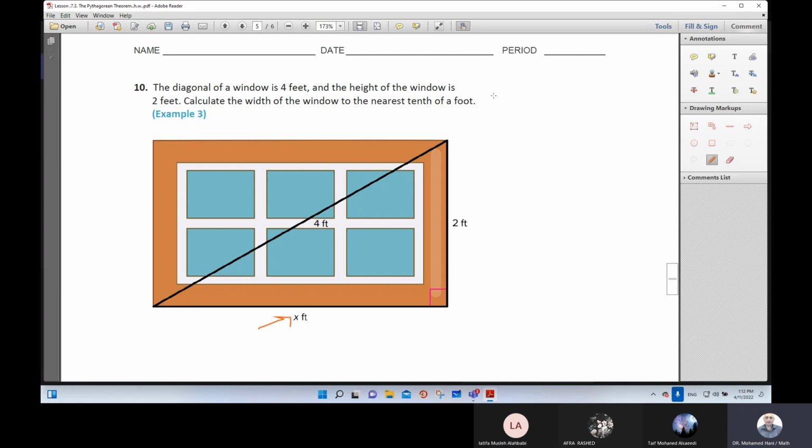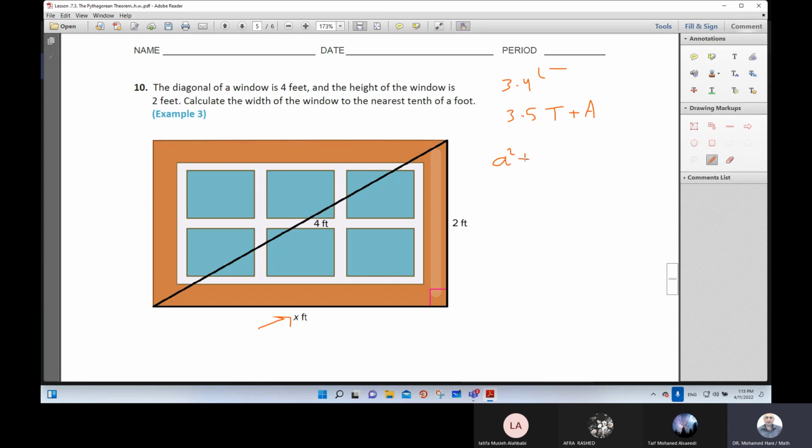3.4. What is your name? Latifa. Thank you, Latifa. Mr. 3.4. Thank you. No, Mr. 3.5. 3.5. Thank you. And Afra? The same answer. Thank you for all. Check with me, please.